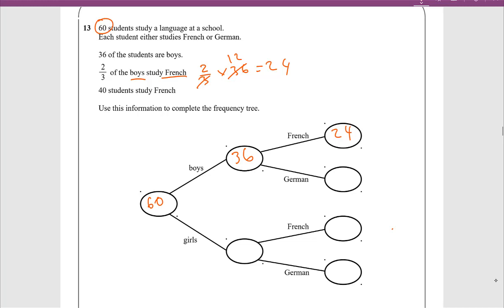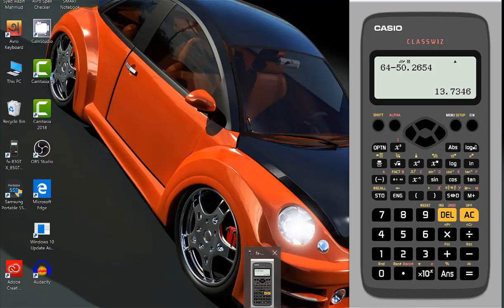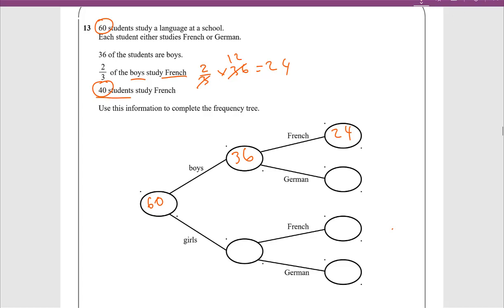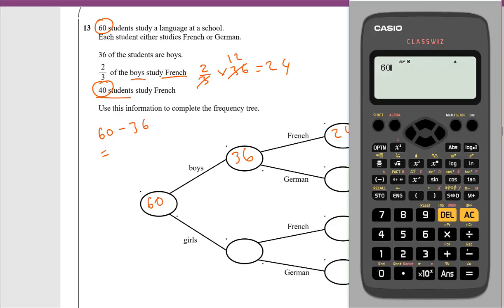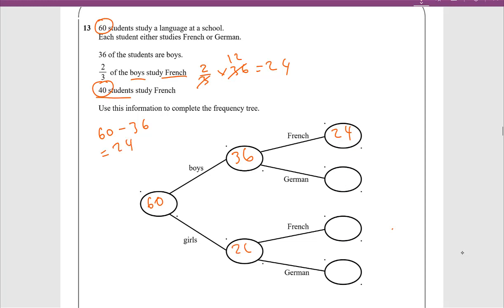So we got this information. 40 students study French. Okay, now we got all the information. Because we know how many boys and girls, let's leave that till later. Because of 40, we have 60 altogether, and then 36 boys. That means we need to find out the girls: 60 take away 36 gives us the number of girls, which is 24. So that would be 24 girls.